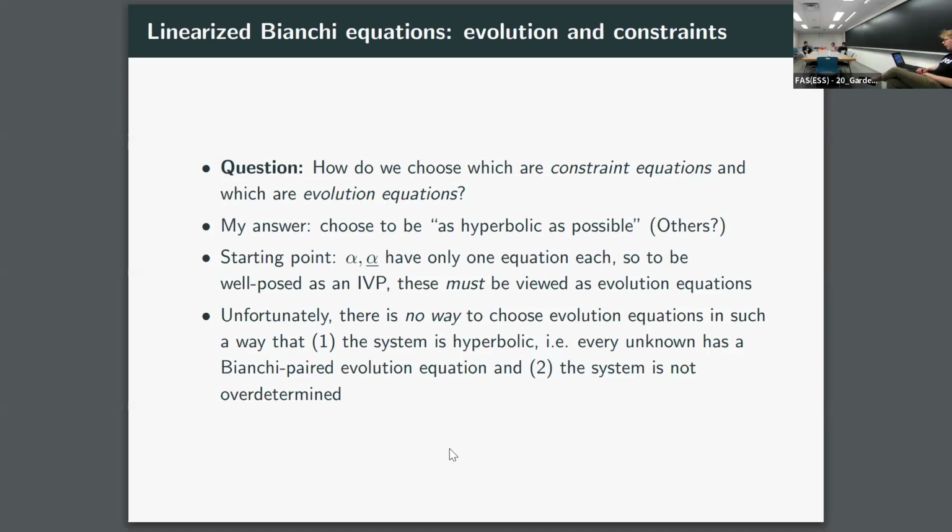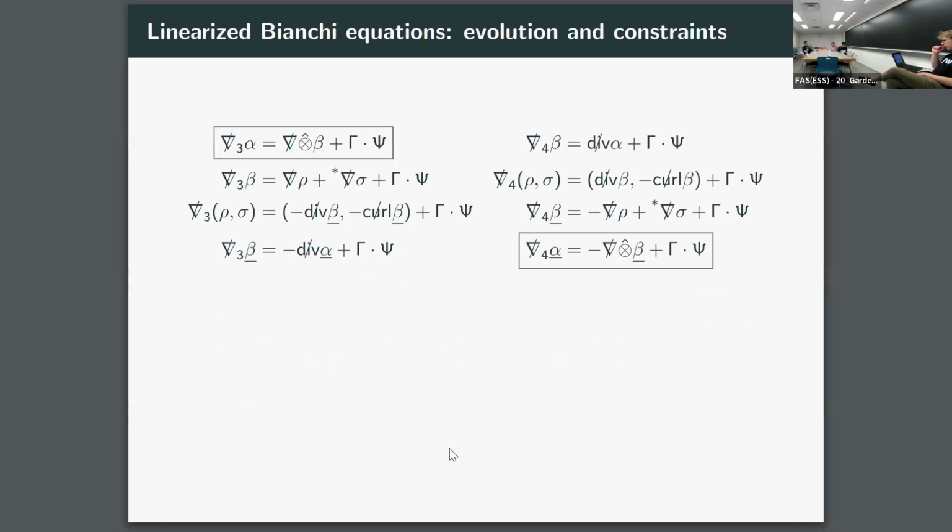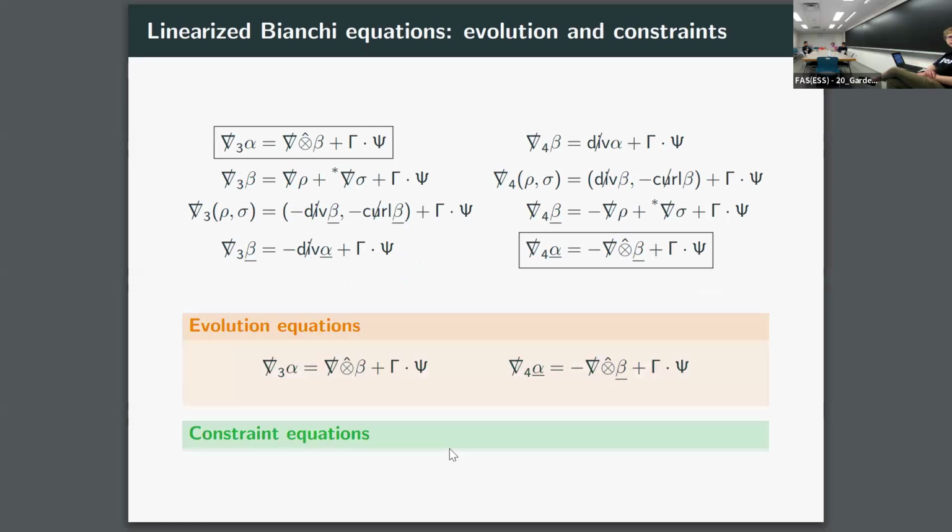But unfortunately, there's no way to choose from this full set of linearized Bianchi equations in such a way that this full system is hyperbolic, but also the system is not overdetermined. So that's one shortcoming of this method of choosing constraints and evolutions. So let's go through it to get a little bit more concrete. Let's choose our constraints and our evolution equations. I've written here the full set of linearized Bianchi equations, and now we're going to choose evolutions and constraints. I've already boxed in the alpha equation and alpha bar equation because those are the only equations that these unknowns have. So I need to include them in my list of evolution equations.